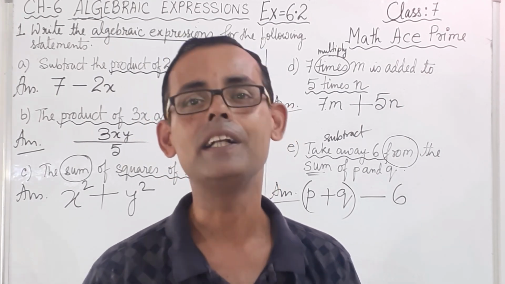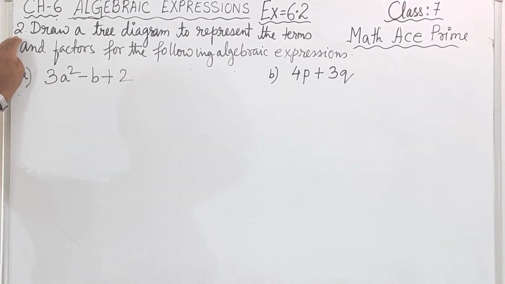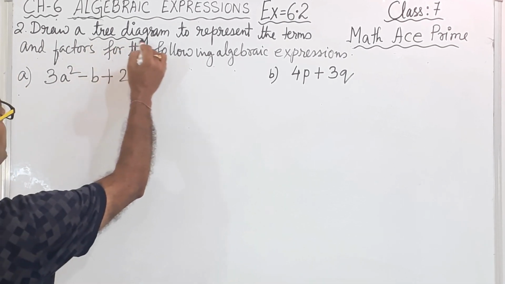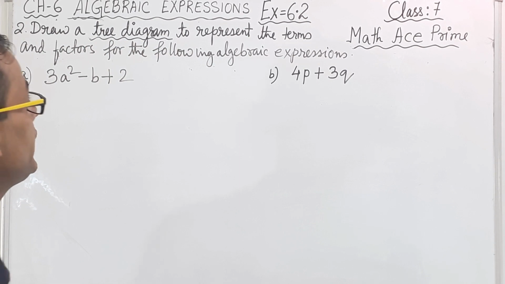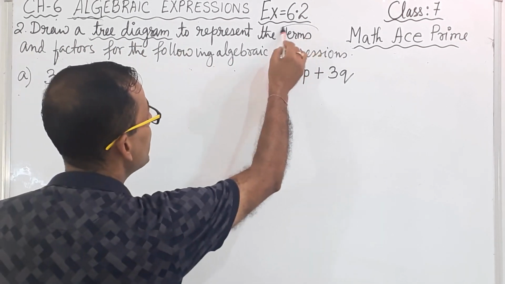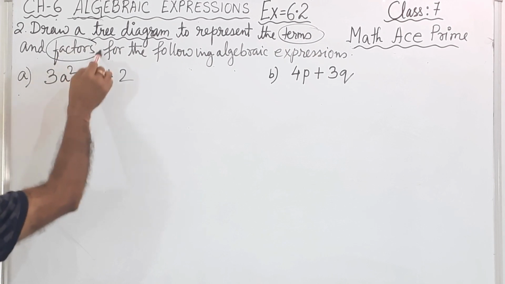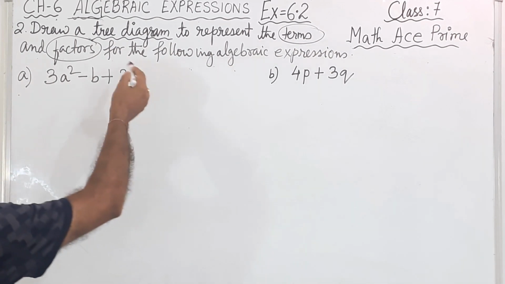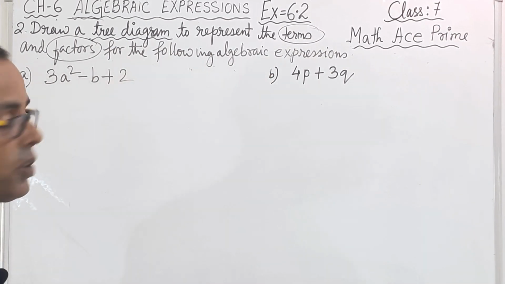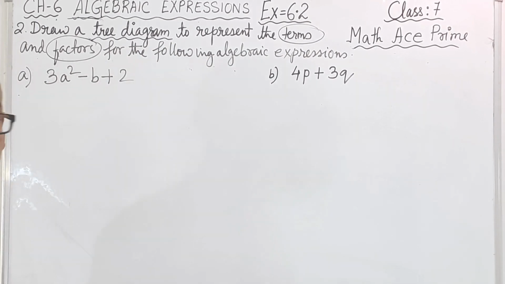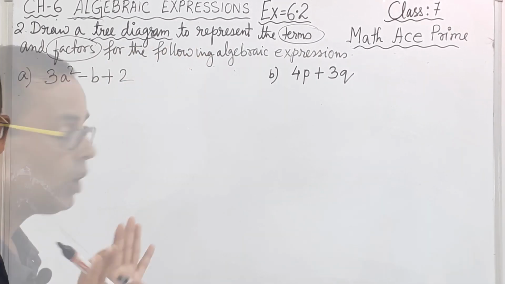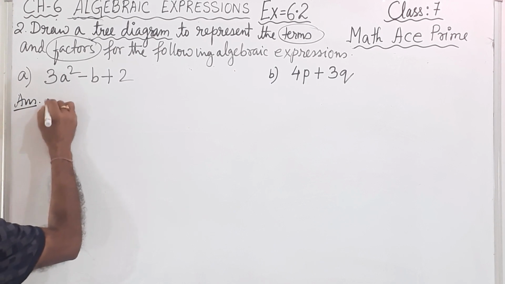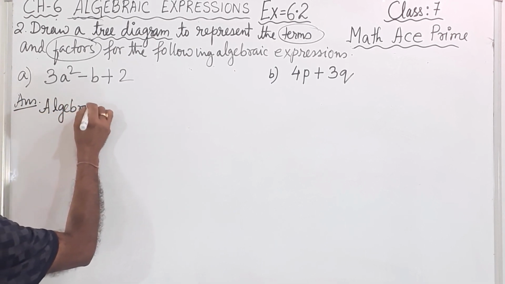Now we will move on to question number 2. What it is telling: draw a tree diagram. Already I have taught you how to draw a tree diagram, to represent the terms and factors. So you have to show with the help of a tree diagram the terms and factors for the following algebraic expressions. Algebraic expressions are given and you have to show the terms and factors. Now to do the sum, number A, how will we do it? Answer, and we will write the algebraic expression.